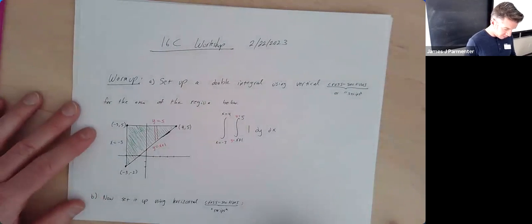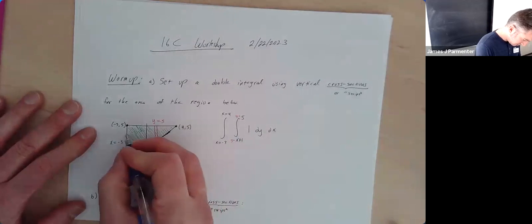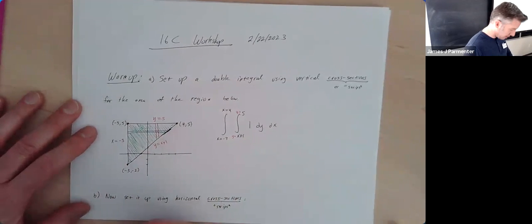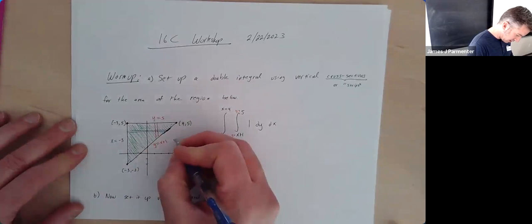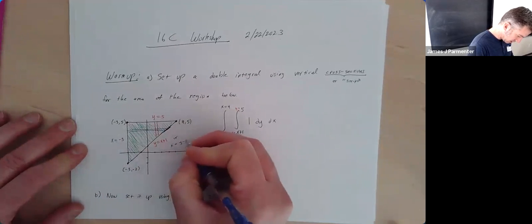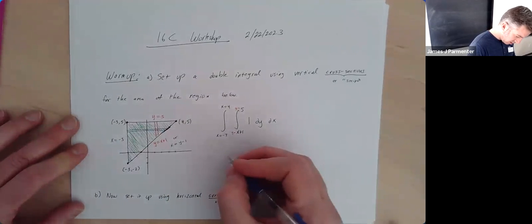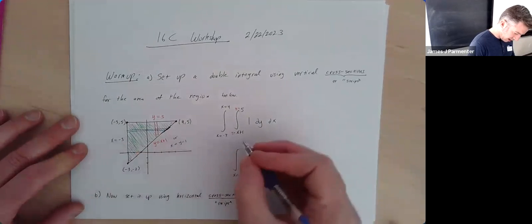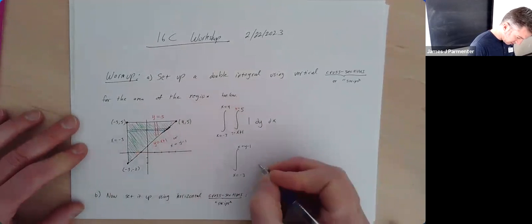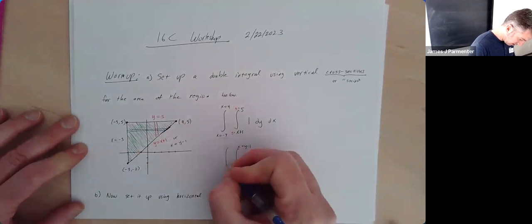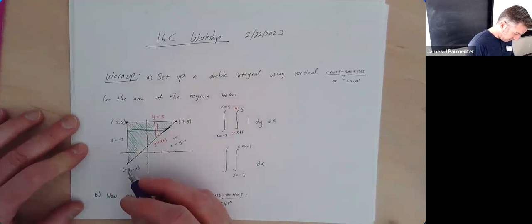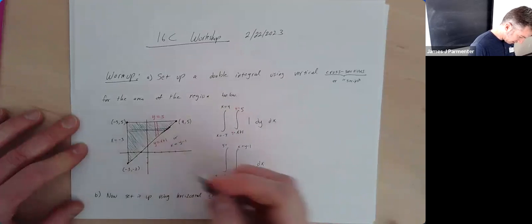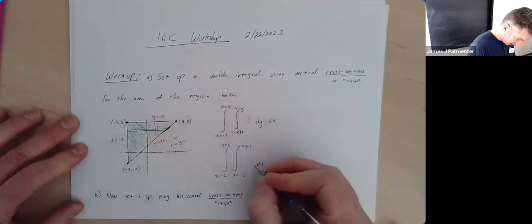Or if we want to go horizontal cross sections, our left-hand function is x equal to -3, and our right-hand function, if we solve for x, we're going to get x equal to y minus 1. So doing it that way, our inner integral will be a left-hand boundary of x equals -3 to a right-hand boundary of x equal to y minus 1, dx, and then a lower y value of -2 and an upper y value of +5.